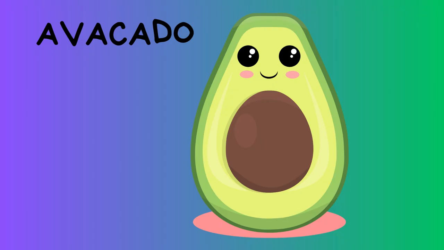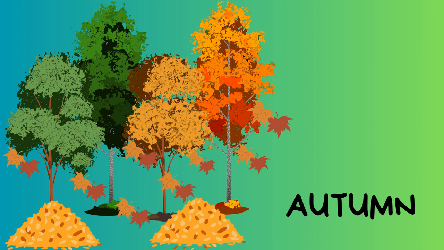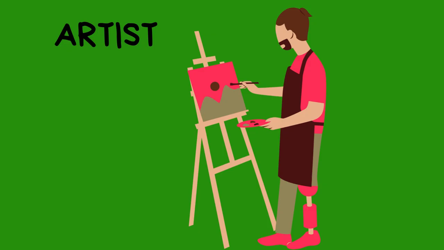Do you know what fruit this is? It's an avocado. A for avocado. A for apricot. A for autumn. A for artist.